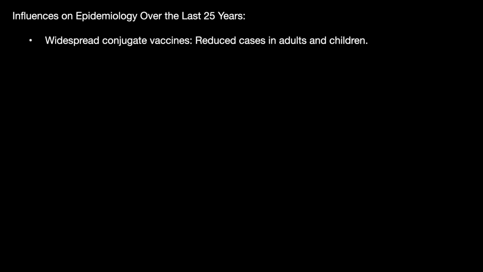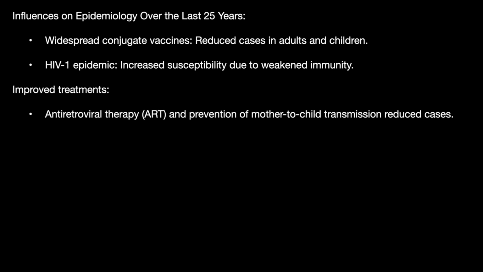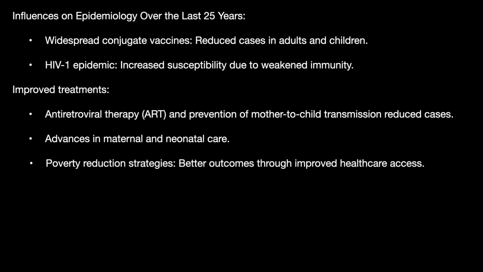Regarding how epidemiology has changed over the last 25 years, the widespread use of the conjugate vaccine has reduced the cases in adults and children. The HIV epidemic increased susceptibility due to weakened immunity. Treatment has improved outcomes, and is now better with antiretroviral therapy. Prevention has improved, and advances in maternal and neonatal care have also reduced neonatal pneumonias. Poverty reduction has resulted in better outcomes with improved healthcare access.